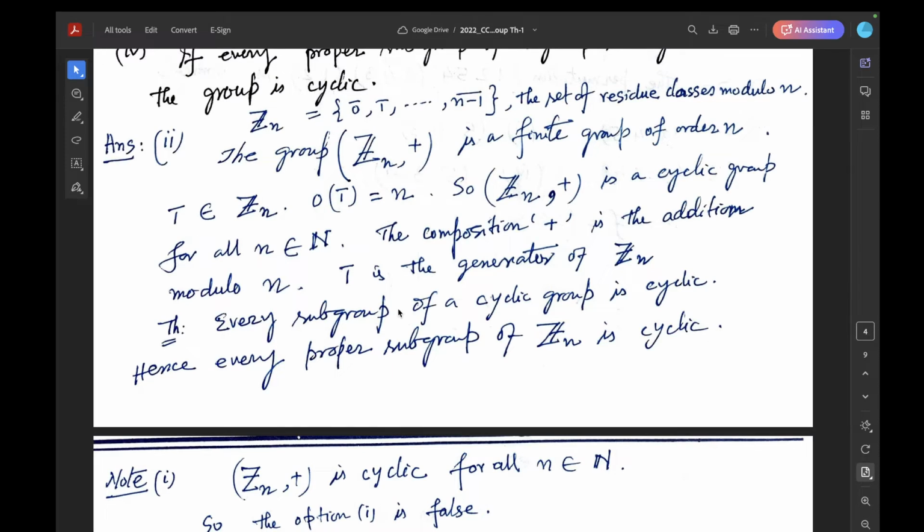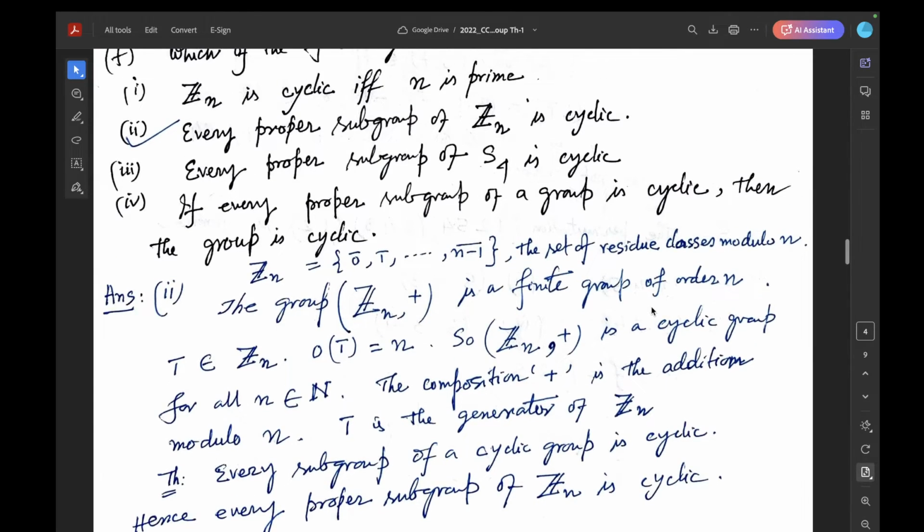Theorem: every subgroup of a cyclic group is cyclic. Hence, every proper subgroup of Zn is cyclic. Hence, the correct option is 2: every proper subgroup of Zn is cyclic.